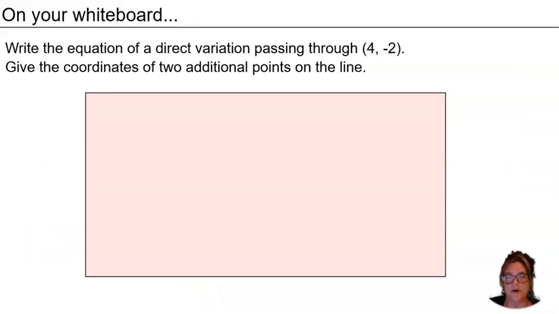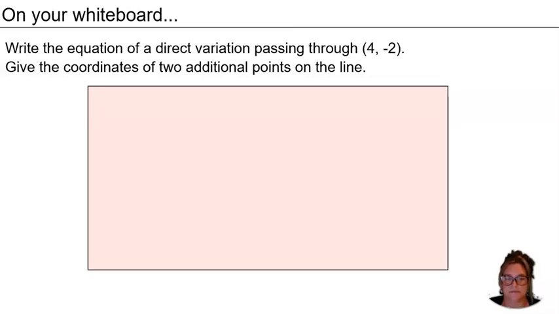So on your whiteboard or on some scrap paper, you can pause the video and write the direct variation equation for the line that passes through the point 4, -2. Then use that equation to find the coordinates of 2 additional points on the line. Okay, you can resume the video when you're ready to check your answers.